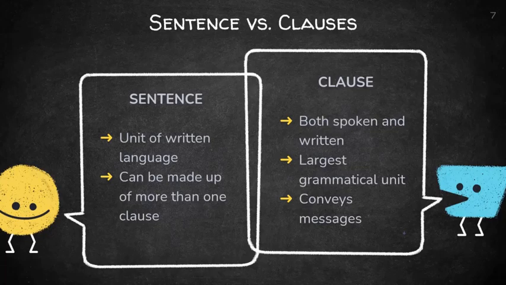Huh? Wait, you may ask. What about sentences? They're larger than clauses, right? Well, like I said before, a sentence can be made up of more than one clause. It means, actually, that a sentence is either a clause or just a combination of clauses. Confused yet? Okay, let's see another example.